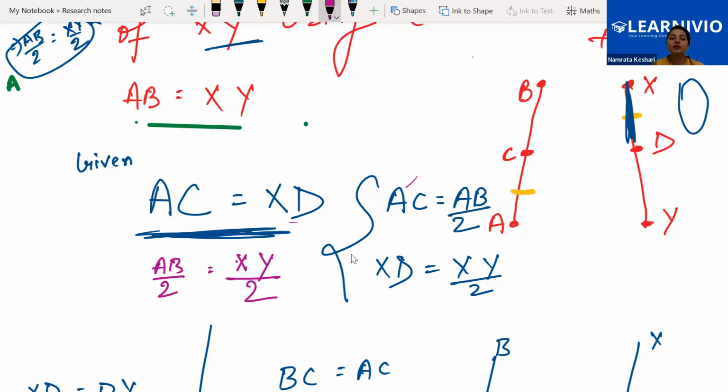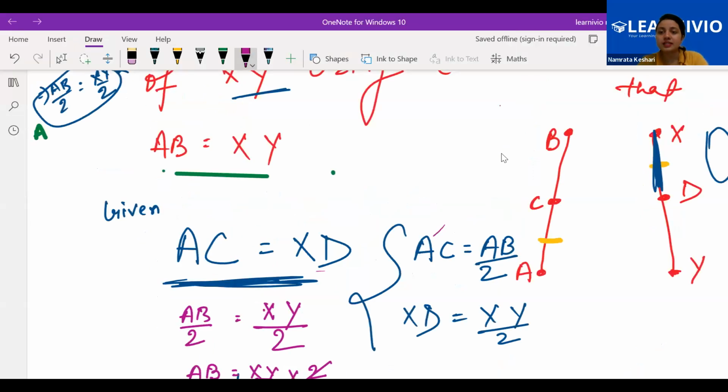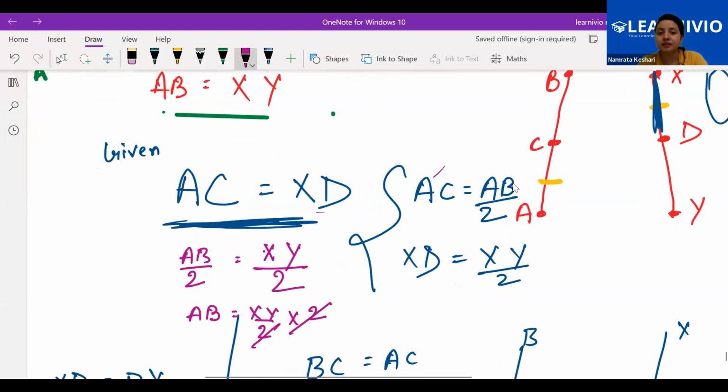Now both sides have a 2, which will get cancelled out. If you write AB is equal to XY by 2, then the 2 on this side will get multiplied with the other side, so 2 and 2 are gone. Yes or no? Now AB is equal to XY. We got it. Now which axiom have we applied? Read the last axiom. Things which are halves of the same things are equal to one another. Getting it? Yes, ma'am.